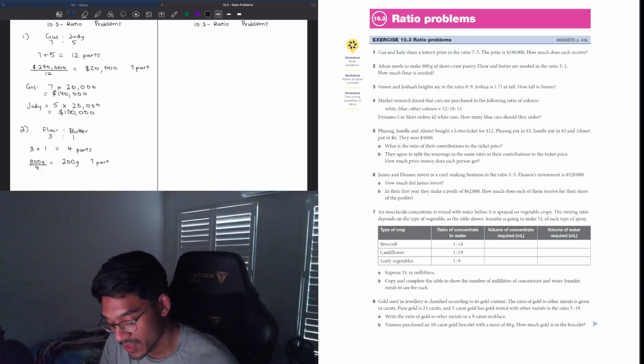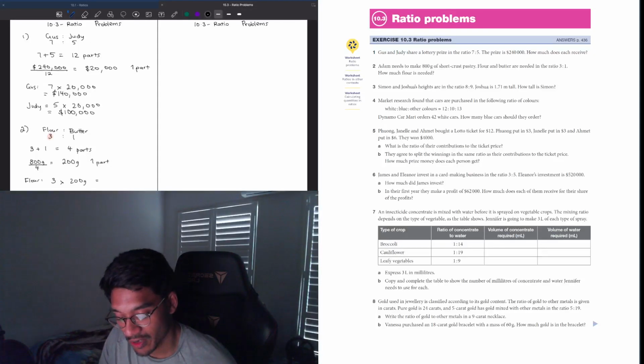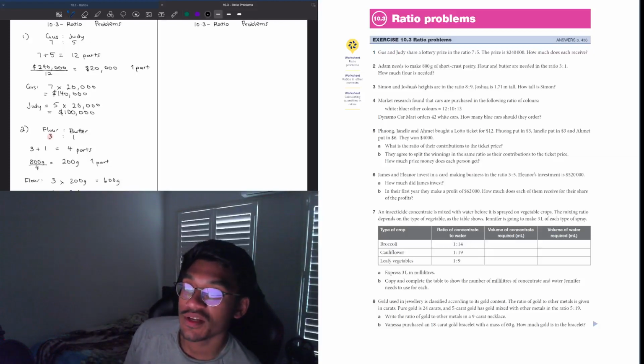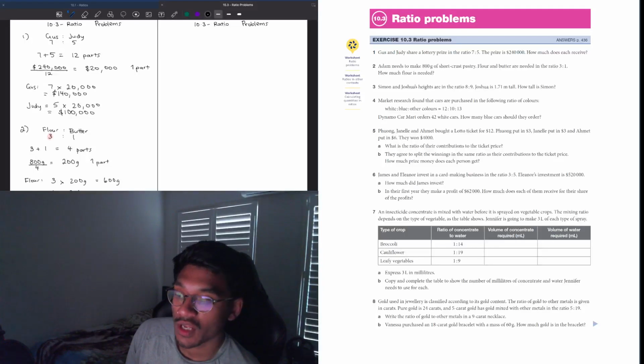Now we do the same thing. So I know flour, from my original ratio, there's 3 parts of flour. So I do 3 times the value of 1 part, which is 200 grams, and you get 600 grams. Then we do the same thing for butter. So for butter, there's 1 part, so we do 1 times the value of 1 part, which is 200 grams. 1 times 200 is 200 grams. So in order to make 800 grams of this short crust pastry, we need 600 grams of flour and 200 grams of butter. And that's question 2 done.